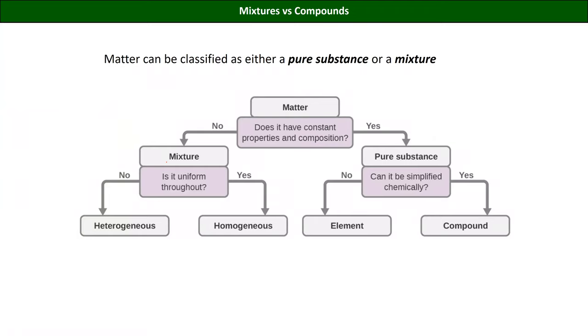If you have matter and that matter has constant properties and composition, meaning it's always the same, no matter what sample you get of it, then that means it's a pure substance. If it doesn't have constant properties, then it's not a pure substance. It's a mixture of some sort.